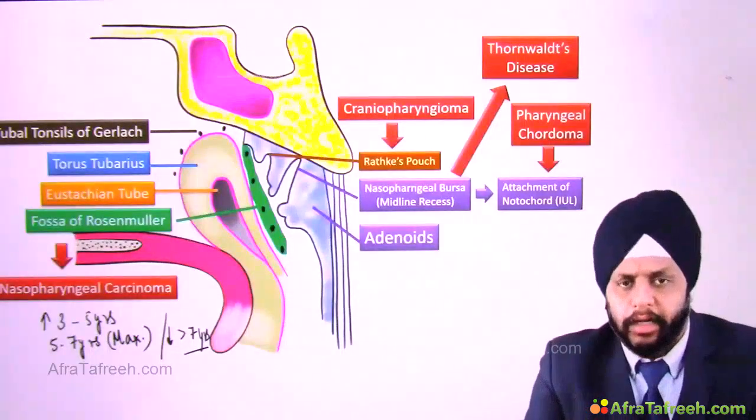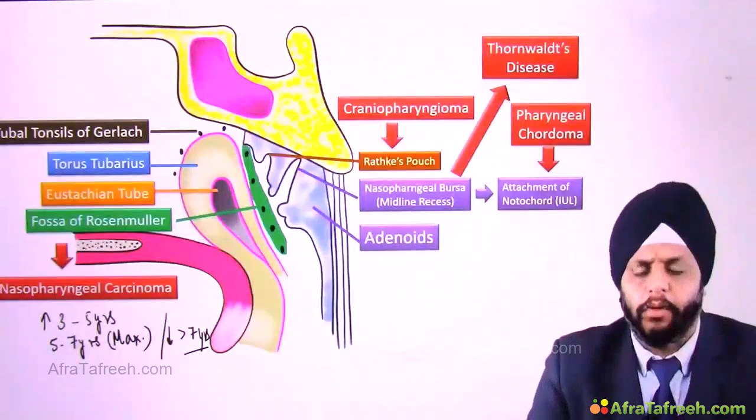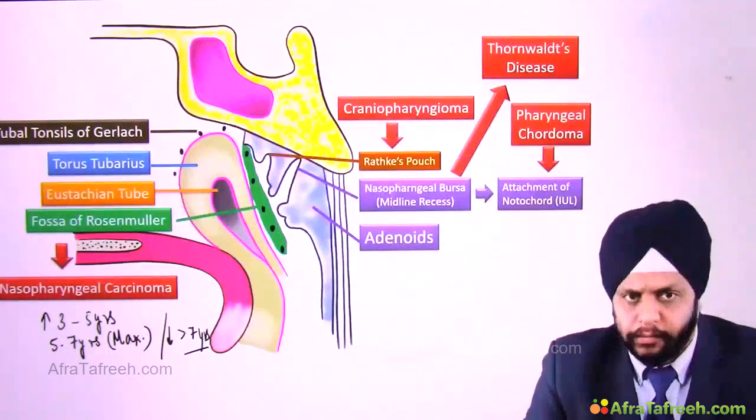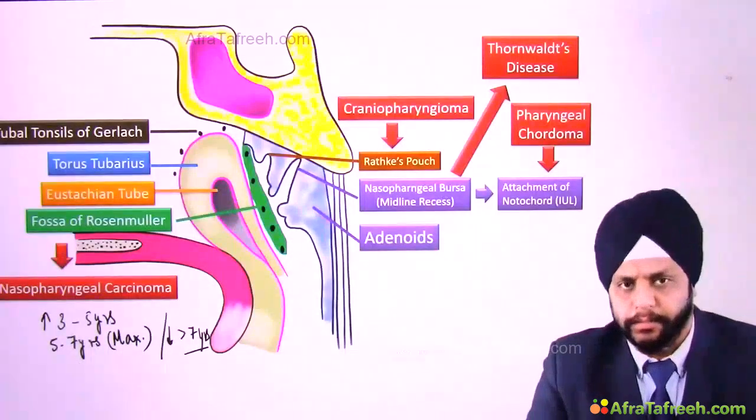That means in adults, we will not have adenoids, or there may be very, very small rudimentary adenoids. So normally, we do not find adenoids in adults. Now, sometimes what may happen?